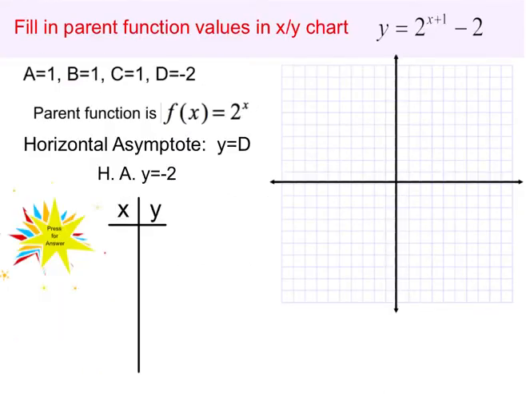The next thing that I want you to do, and this is on the next page of your guided notes, I want you to fill in your XY chart according to this parent function. You'll notice I've told you that the horizontal asymptote is always going to be y equals d. In this case, d is -2. So my horizontal asymptote is y equals -2. Fill out the values for the parent graph, y equals 2 to the x. When you're ready for the answer, press play.